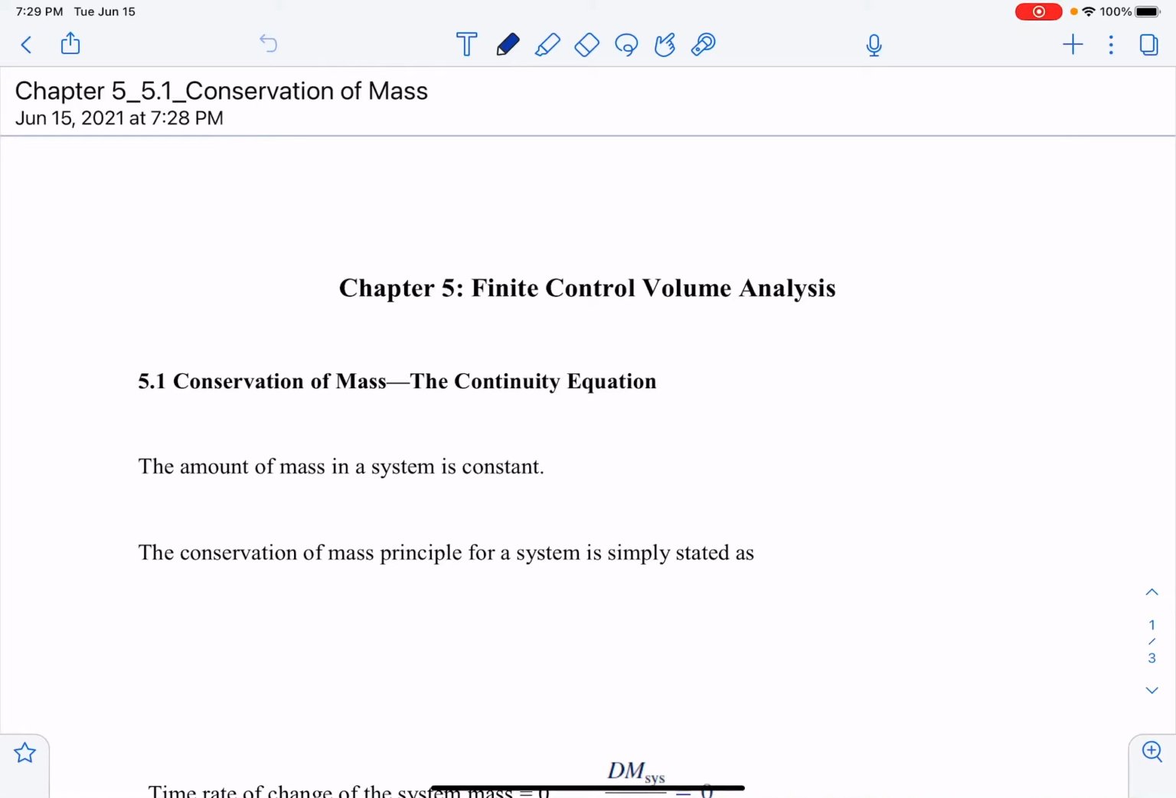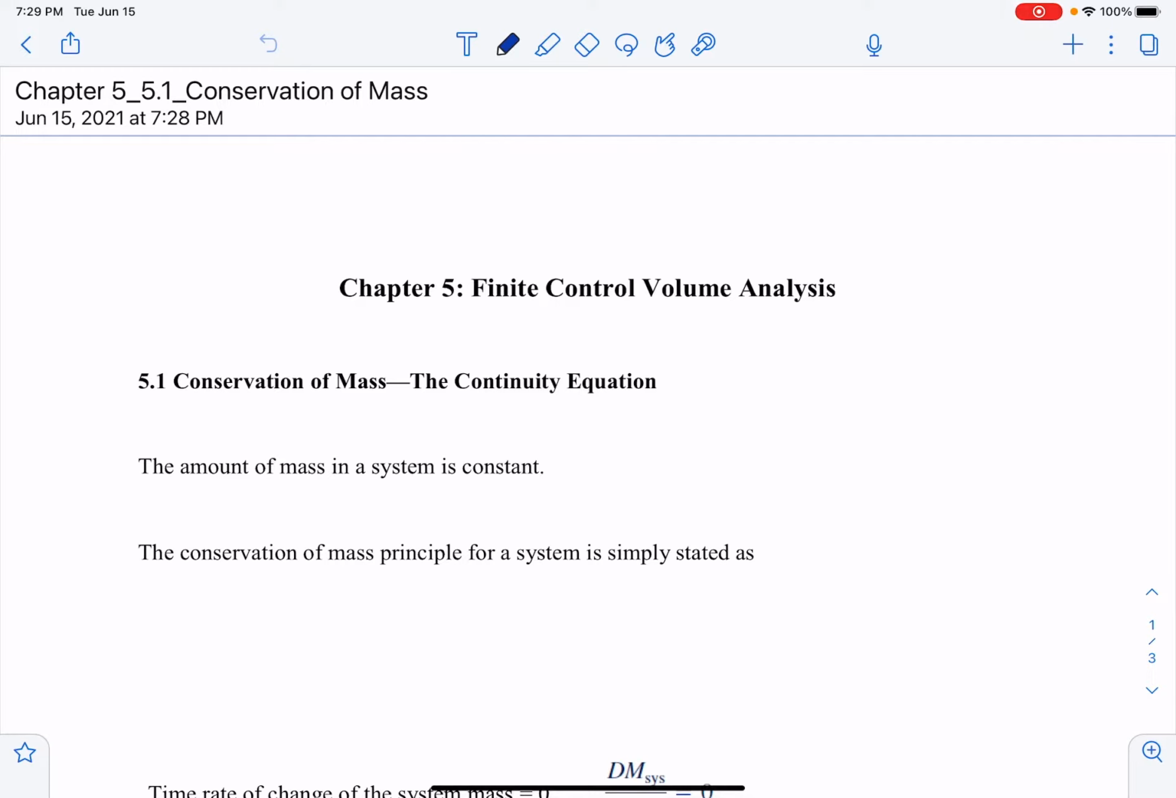Today, we are going to talk about conservation of mass. Conservation of mass is the key to tracking flowing fluid. It means keeping track of how much enters and leaves the control volume that we define. So, the amount of mass in a system is constant.